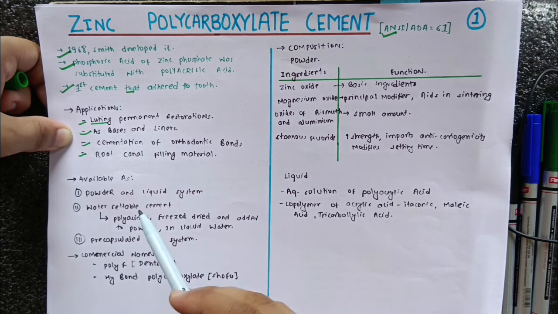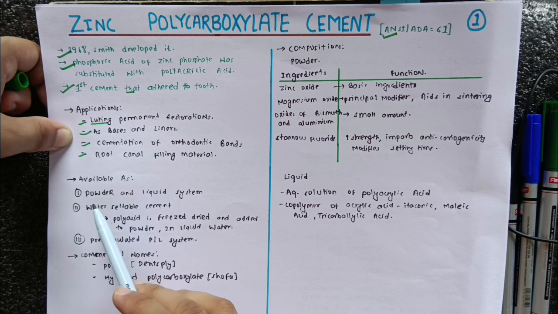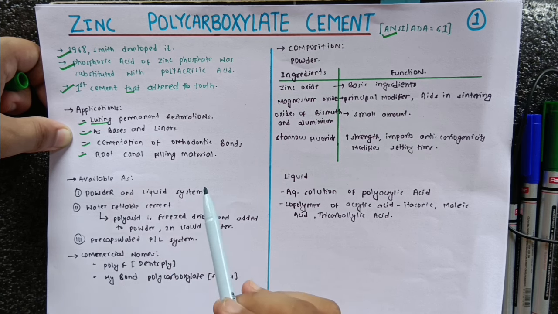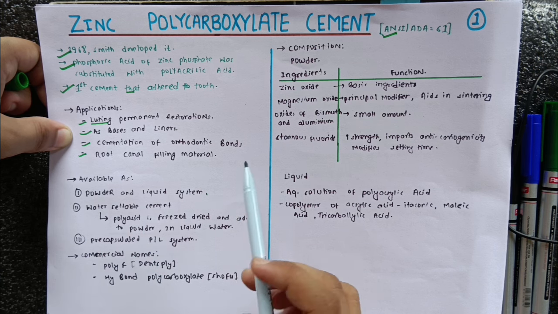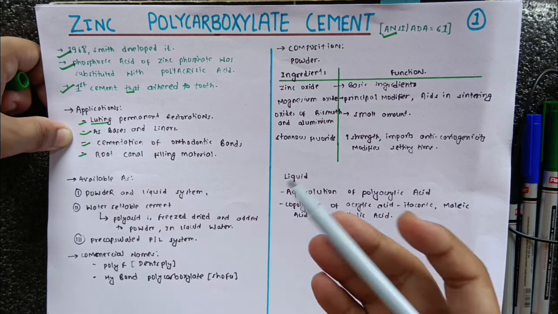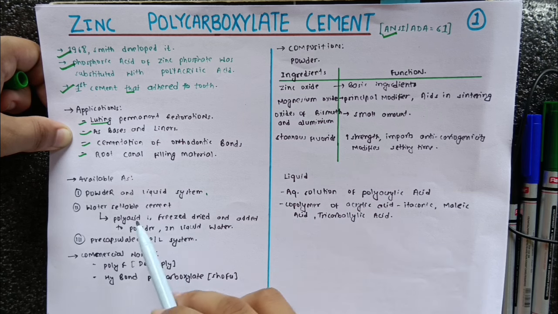After that, in which forms are they available? They are available in powder and liquid form, so a powder and liquid system, and as a water settable cement. I have discussed this water settable cement properly in the GIC video, the glass ionomer cement video. So a similar concept applies here.